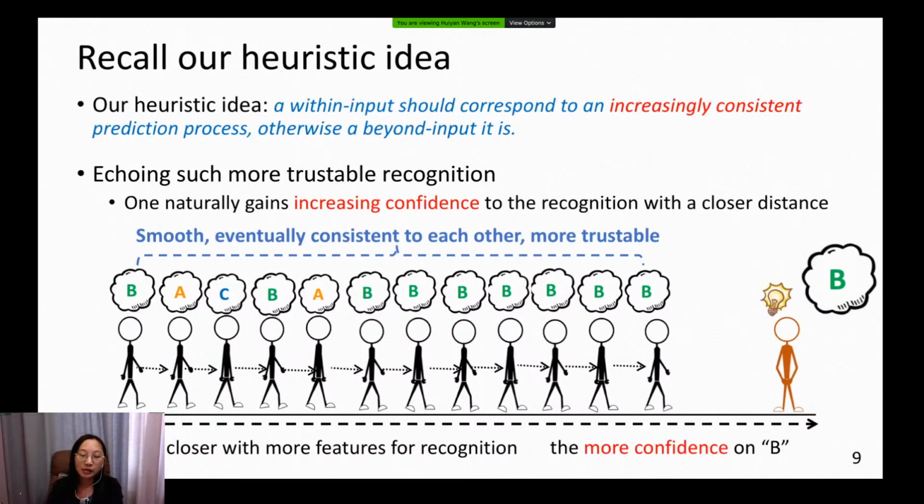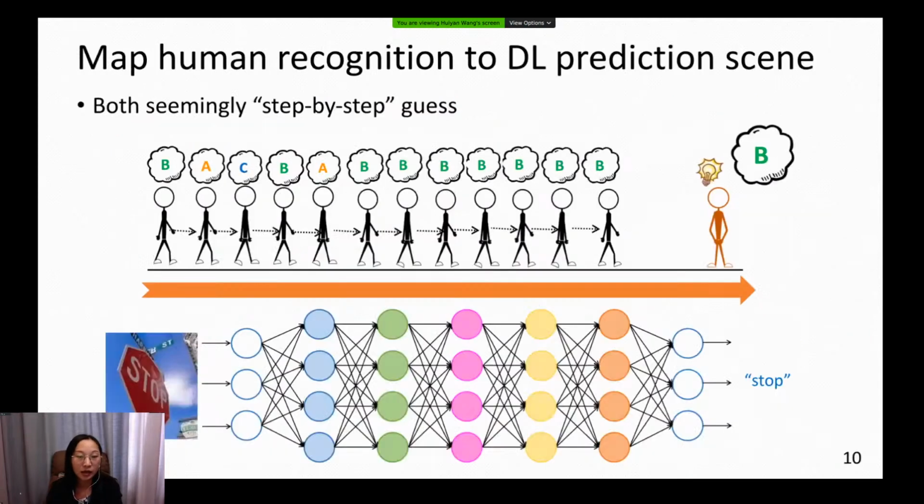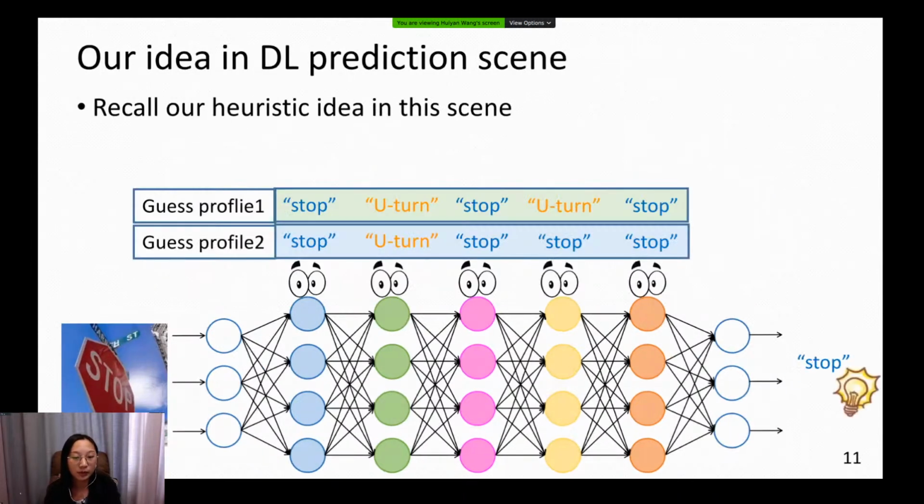Now, this daily scene naturally maps to our idea for identifying the within input for deep learning applications. Such a trustable recognition echoes the increasingly consistent prediction for within input in our heuristic idea. Now we map it to deep learning prediction. Such two things share a similar step-by-step style. They both target giving the final prediction with guesses gradually. This mapping is quite straightforward. And then we move to the deep learning case. Such an input picture is now predicted along the deep learning model and gets its final result as a stop sign.